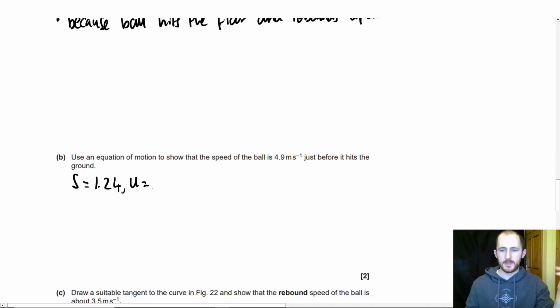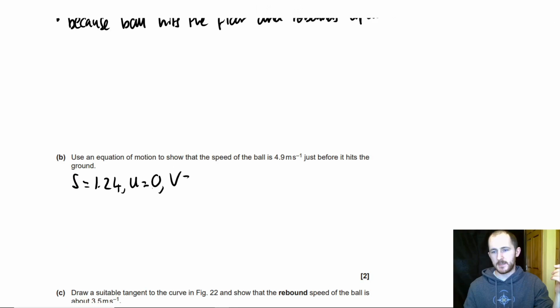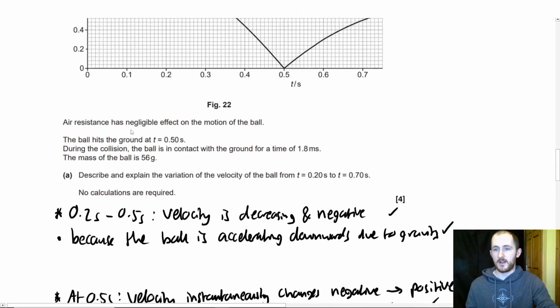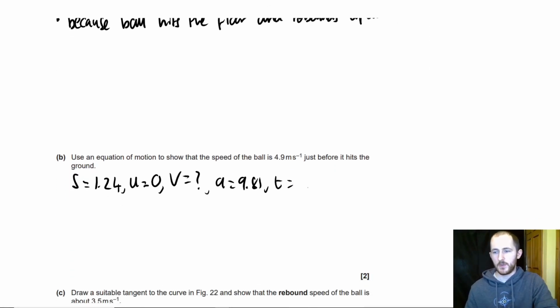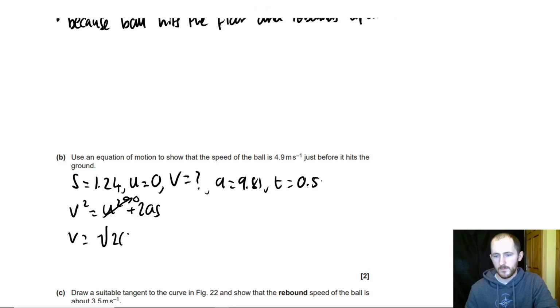Anyways, the initial velocity is zero, dropped from rest. Final velocity is what I'm trying to work out. Acceleration, of course, is just gravity because there's no air resistance, and we do have the time, it's 0.5 seconds. So we can actually use any SUVAT equation we like. But I like to just use v squared equals u squared plus 2as because it's already rearranged for me. So v is just equal to the square root of 2 times 9.81 times 1.24.